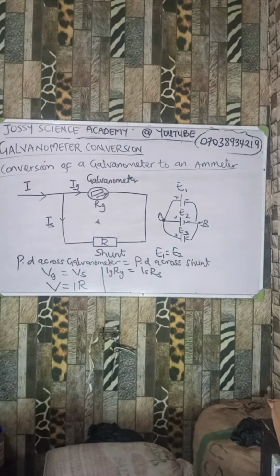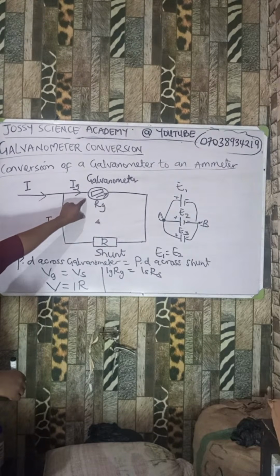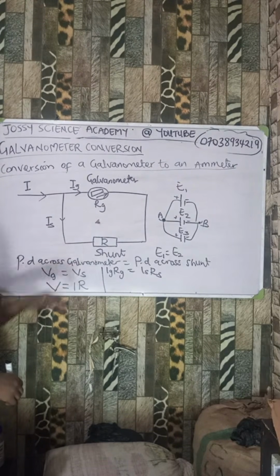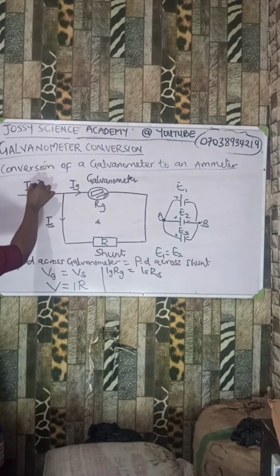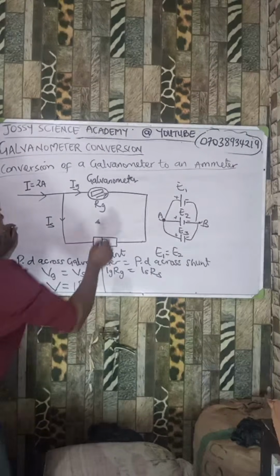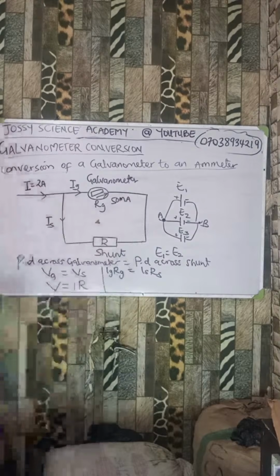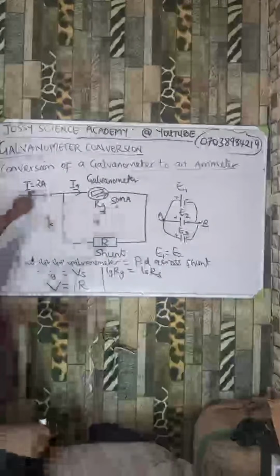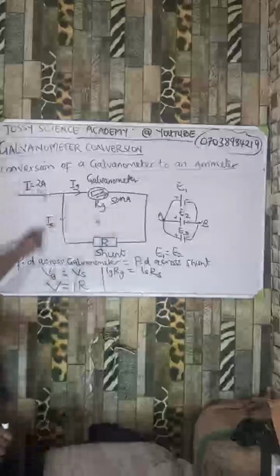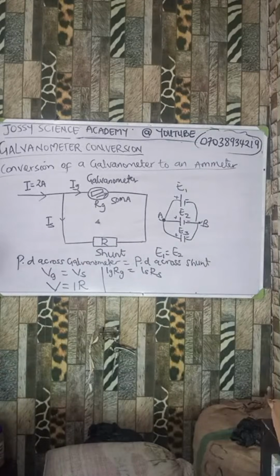But there is one thing we must note. How do we know the current flowing through the shunt? If the total current flowing through this circuit is I, and from this I the galvanometer has taken its own part, what is remaining is the current of the shunt. For instance, let me assume the current flowing through this circuit is 2 amperes. Out of the 2 amperes, the only thing this galvanometer can measure is 50 milliamperes. You are going to remove this 50 milliamperes from the 2 amperes, so the remaining current will go to the shunt.